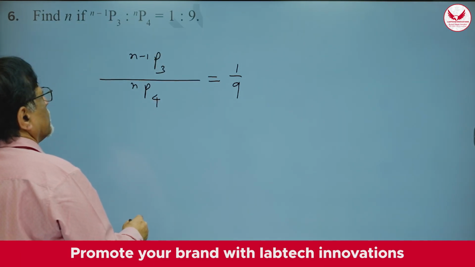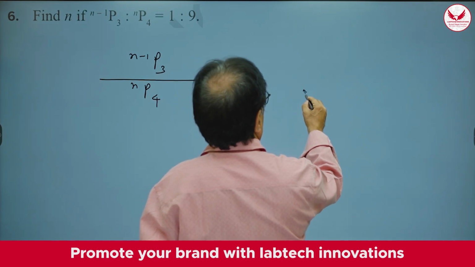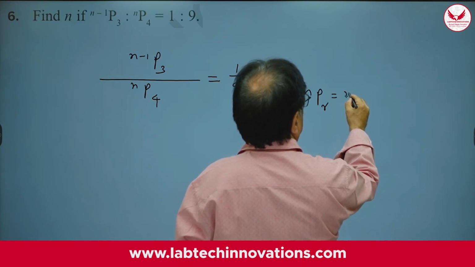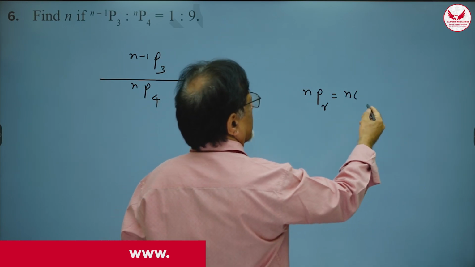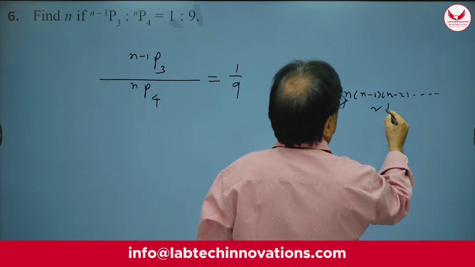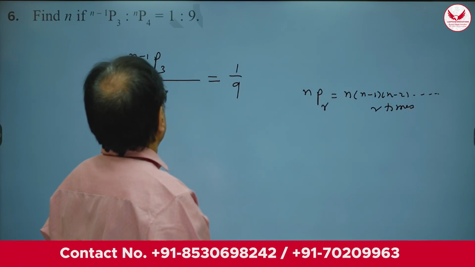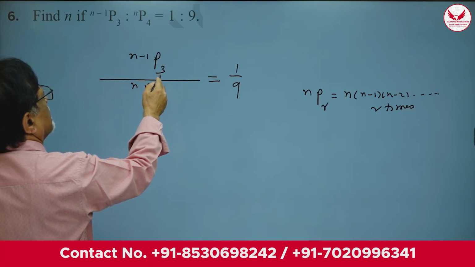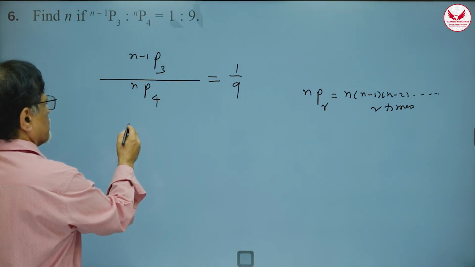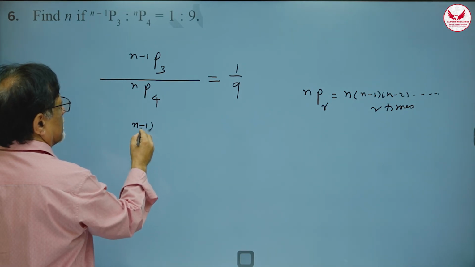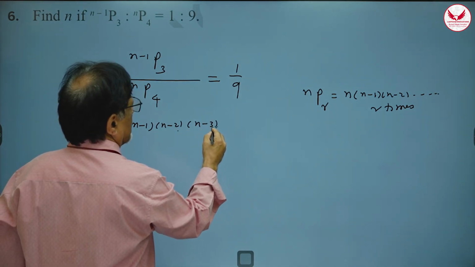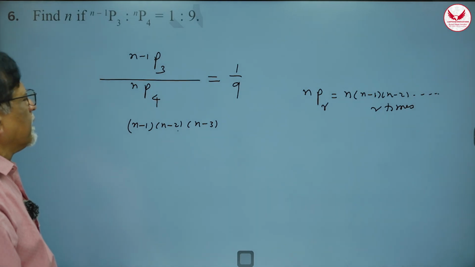Okay, fine. So I told you that if I want to find out nPr, there is one way of doing it like this. You start with n, keep on reducing that number by 1. So n minus 1, n minus 2. How many times you have to do it? r times. Correct? So if I want to find out n minus 1 P 3, I will start from n minus 1, go backwards. How many times? 3 times. So therefore it will be like this. n minus 1 multiplied by n minus 2 multiplied by n minus 3. Stop, because we are not allowed to go beyond 3 terms.